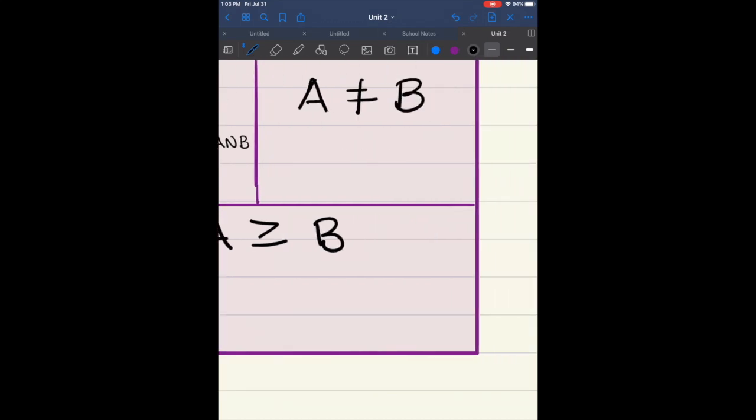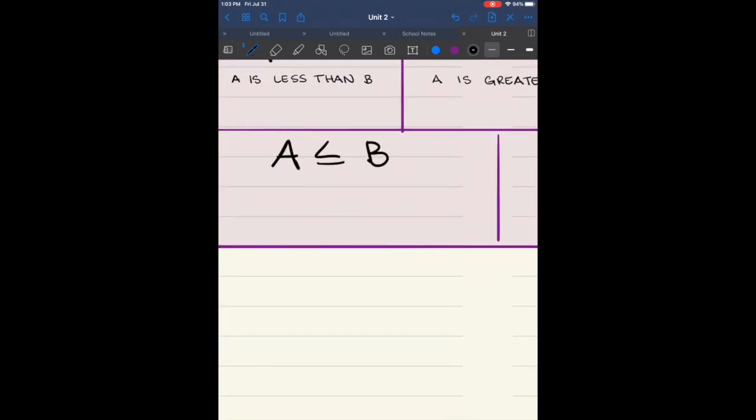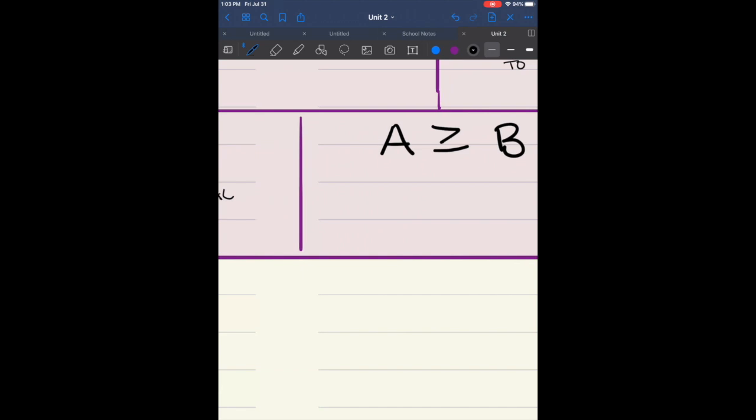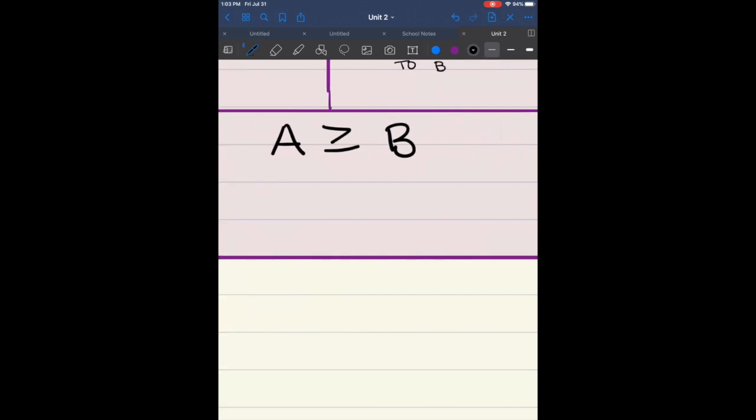This is an equal sign with a slash through it, so it's A is not equal to B. You'll see this one less in this unit than the others. For this one, Pac-Man is eating B, but we also have a line underneath it. That line underneath it means that it's less than or equal to. So they could be the same number, or A could be less than B. For the next one, it's the same thing, but since Pac-Man is eating A, it's A is greater than or equal to B.